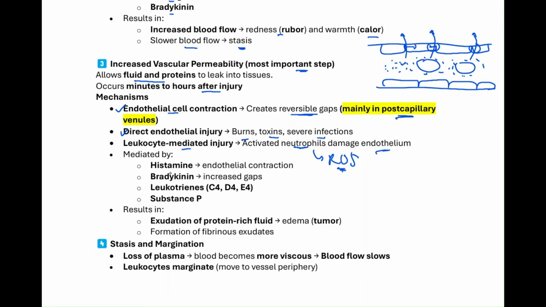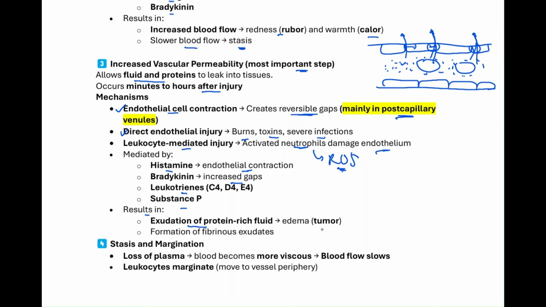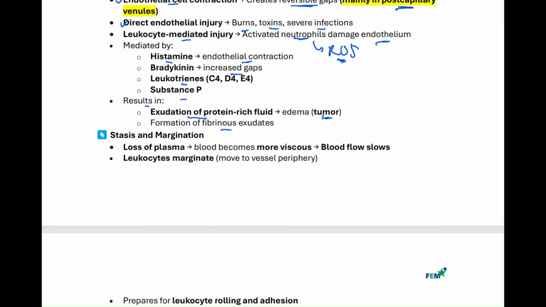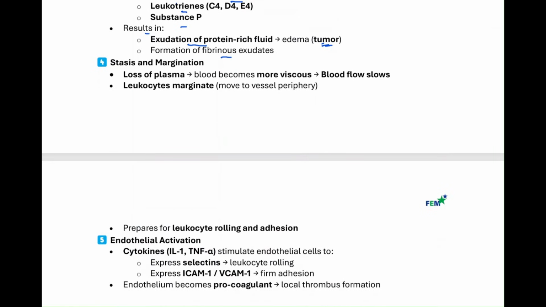If you look at these processes, they are mediated by histamine, which causes endothelial contraction, bradykinin, which increases gaps, leukotrienes, and substance P. Once the vessels become permeable, we're going to have exudation of protein-rich fluid. Those fluids are going to move out into the tissue or interstitial space, and that will lead to swelling, which is what we call tumor. With time, that could lead to formation of fibrinous exudates. The next step is going to be stasis and margination.